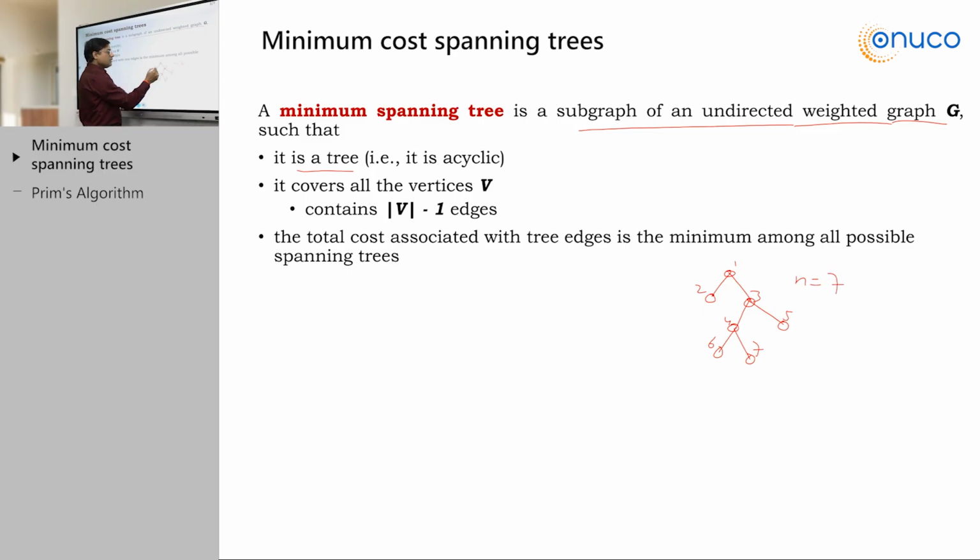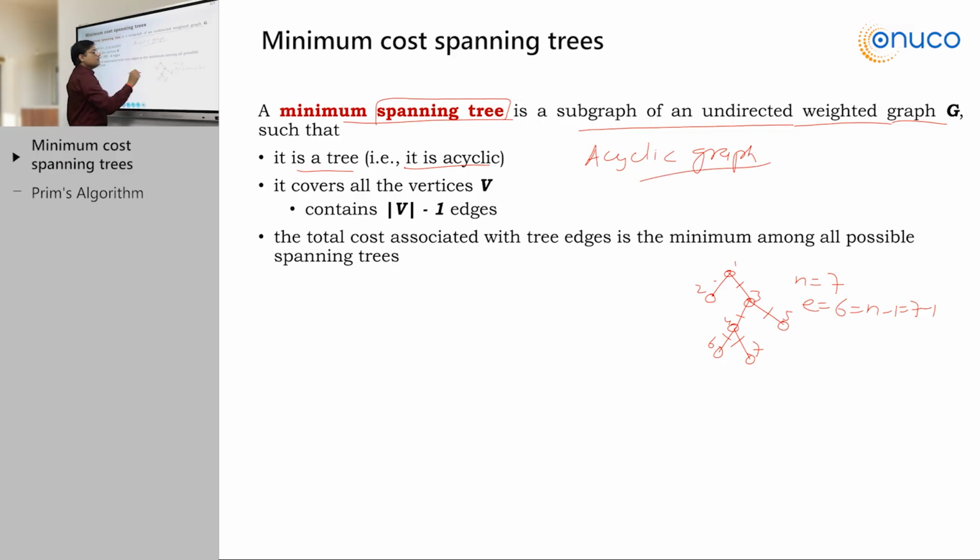But how many edges do you have? 1, 2, 3, 4, 5, 6. So the number of edges is 6, which can be written as n minus 1: 7 minus 1, 6. Remember, when you say minimum spanning tree or spanning tree, it is a tree, or you can say it is an acyclic graph. So in this we don't have any cyclic path.